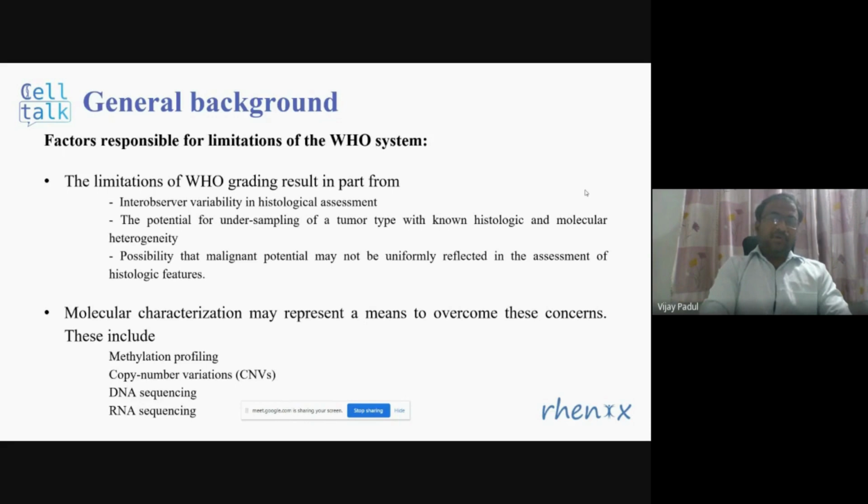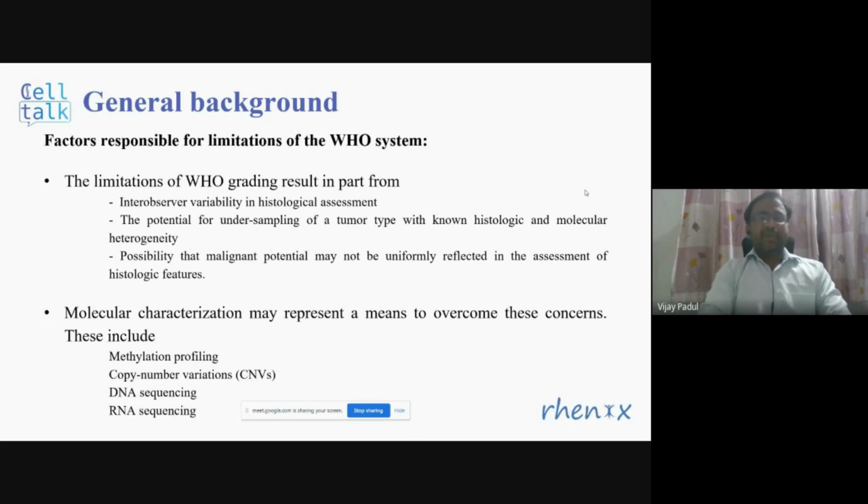The limitation of the WHO grading system results because there might be inter-observer variability, because histopathological diagnosis is done by a histopathologist. So from pathologist to pathologist, there might be a difference in opinion about what grade a particular section of tumor might fall into. So the difference may be due to that.